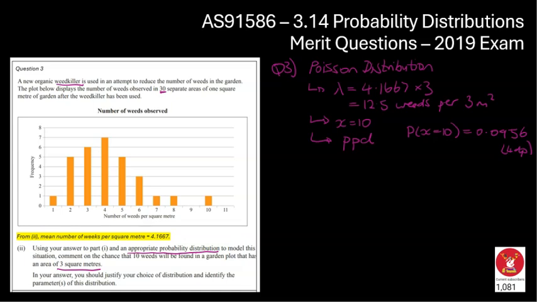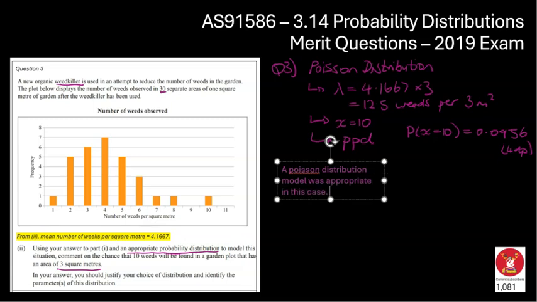Following that, in your answer, you should justify your choice of a distribution and identify any parameters. So I've actually done the parameter part of it. I've talked about my calculator inputs, my lambda, my x. So parameters are done. So I just need to justify why a Poisson distribution model was appropriate here. So let's start typing up. So a Poisson distribution model was appropriate in this case.